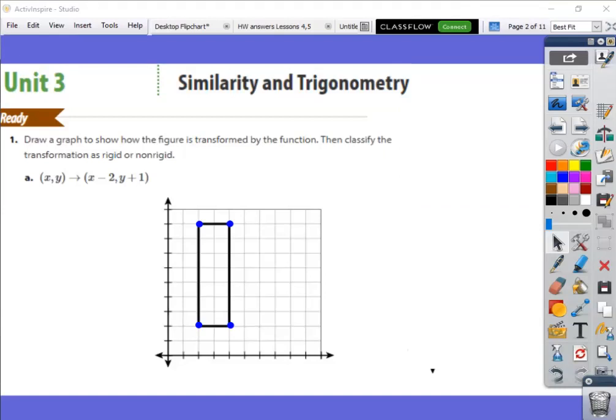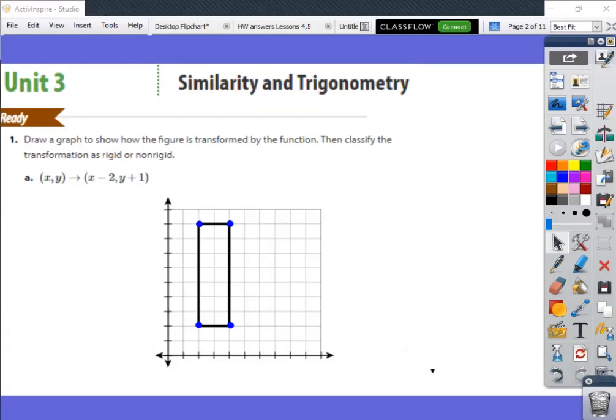First one here is to draw a graph to show how the figure is transformed by the function, then classify the transformation as rigid or non-rigid. So I look at the notation here and determine that this is a translation. And it tells me to take the x values, subtract 2, so that's going to cause it to move 2 units to the left. And then take each y value and add 1, which is going to cause each vertex to move 1 up.